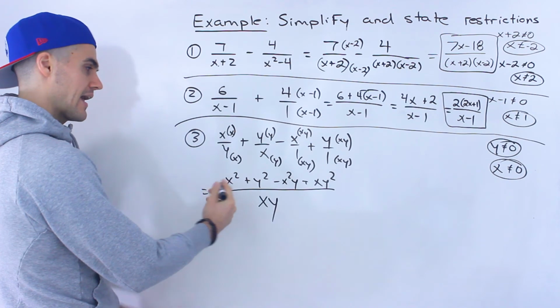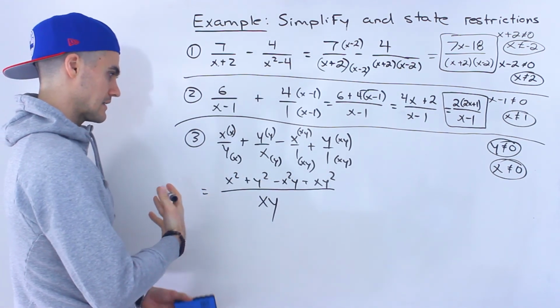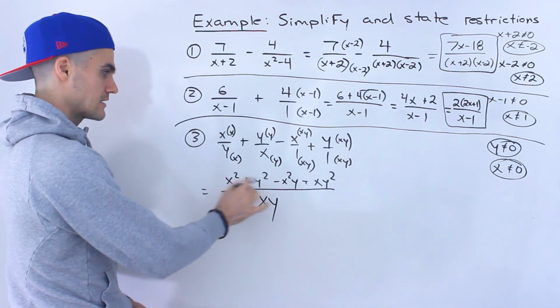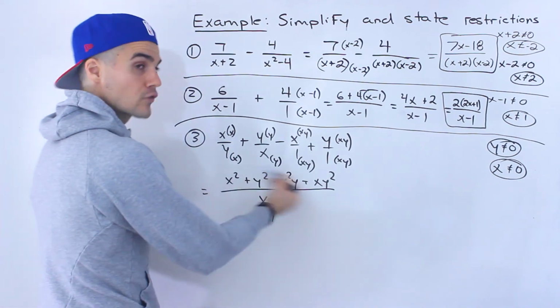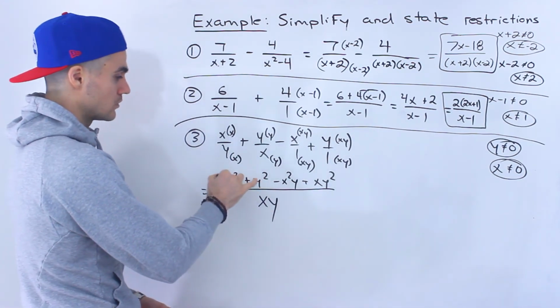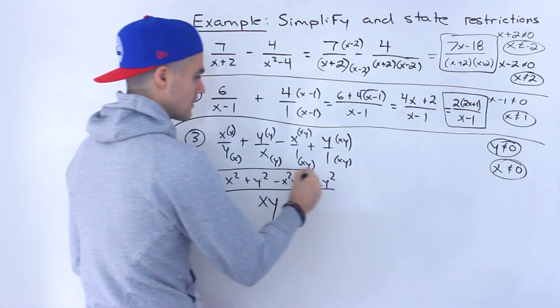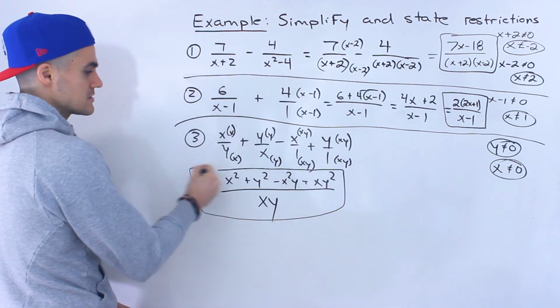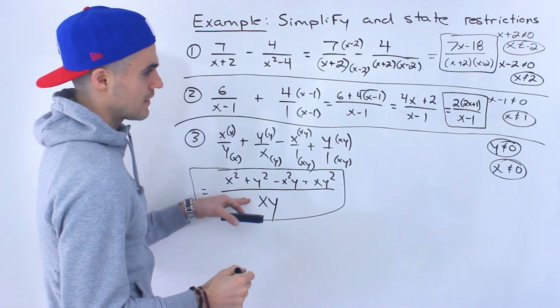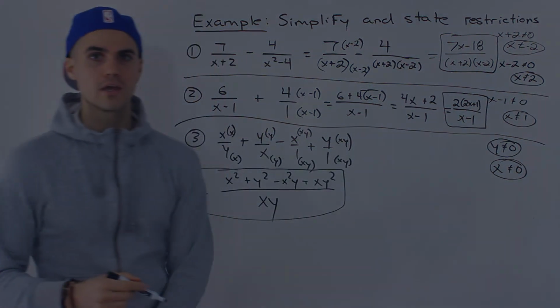Then you want to see if you can factor anything out. In this case, you can't factor an x or y out from all the terms, because this one only has x, and this one only has y. So this here is the actual answer. That's the simplified answer, and those are the restrictions.